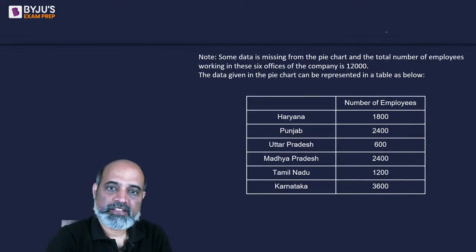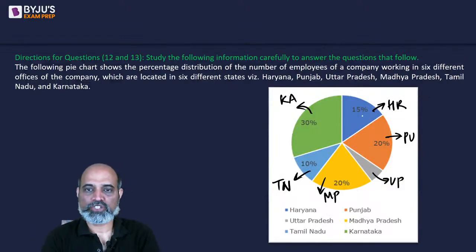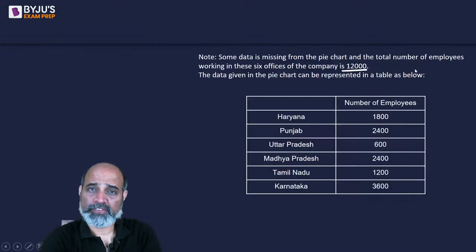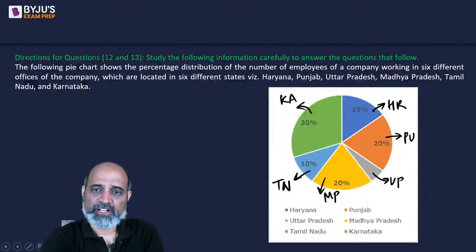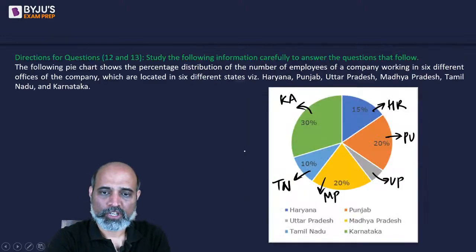Some data is missing from the pie chart and total number of employees is 12,000. If total number of employees is 12,000, so in HR 15% of 12,000, which is going to be 1,800 employees are working in HR, as in Haryana. Similarly, 20% of 12,000, which is going to be 2,400. These are the number of employees working in Punjab. So we will be able to solve everything.